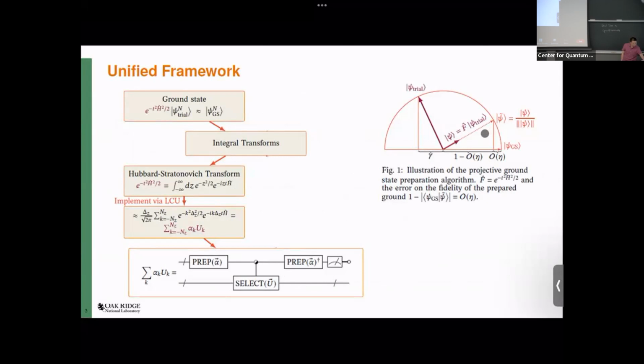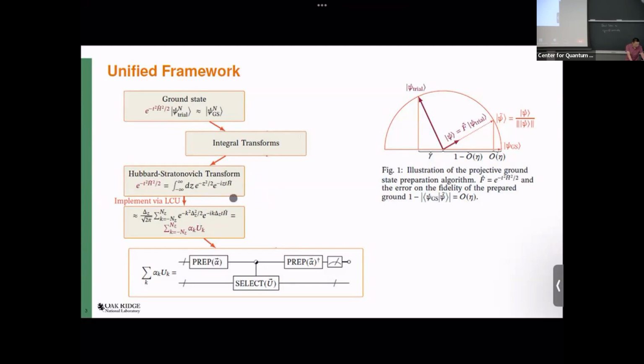The first part is the ground state preparation part. We try to construct a ground state projecting operator, e to the minus t squared H squared over 2, using this integral transform, called the Hubbard-Stratonovich transformation. It's typically used to decouple the interacting system into a non-interacting system by introducing an auxiliary field.